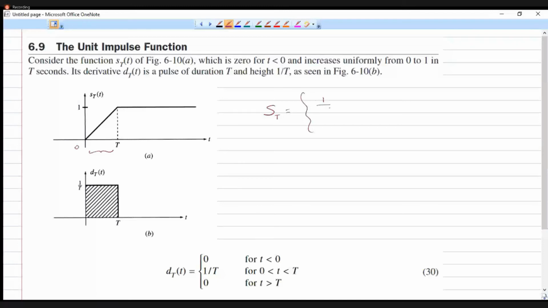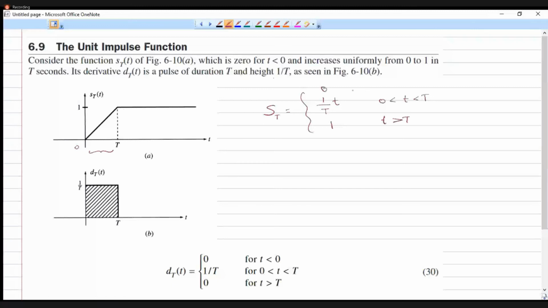1 divided by t into t, right? For t ranging from 0 to capital T. And it is going to remain at 1 for t greater than capital T. So this is this function. Okay. So which is 0 for t less than 0.